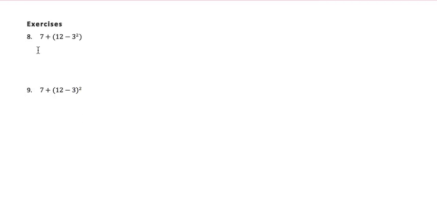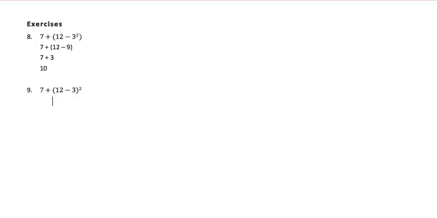Let's practice. We have 7 plus 12 minus 3 squared inside parentheses. So we need to do what's inside the parentheses first. Now, inside the parentheses, we have two different operations. We have subtraction, and we have exponents. So exponents come first, and this exponent is on the 3 only. It's not outside of the parentheses, remember? So 3 squared is 9. Then we do what's inside the parentheses. 12 minus 9 is 3, and 7 plus 3 is 10.